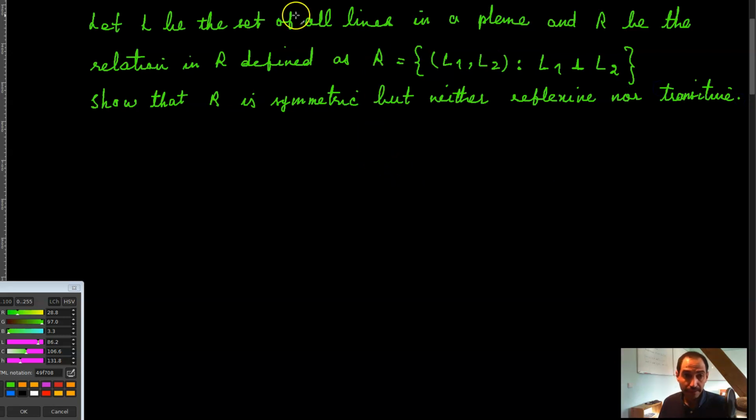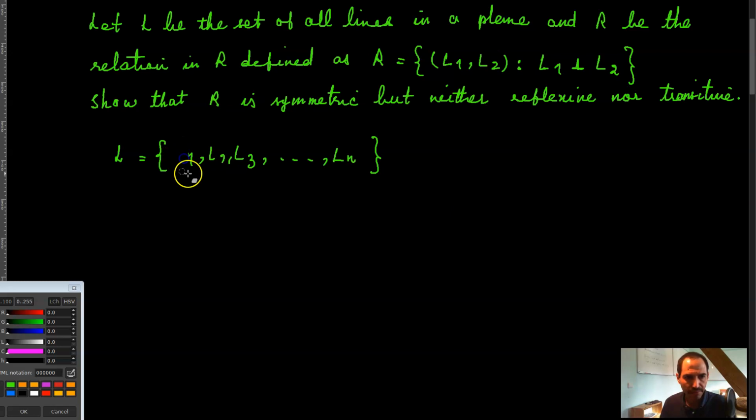Now the first step always is to understand what the question actually means. Based on the concept of a relation, first of all, L is the set of all lines in a plane, meaning that you can imagine that L is a set that contains all possible lines in one single plane, meaning that you could have L1, L2, L3, all the way up to L of n, for example. So that is the set that you have.